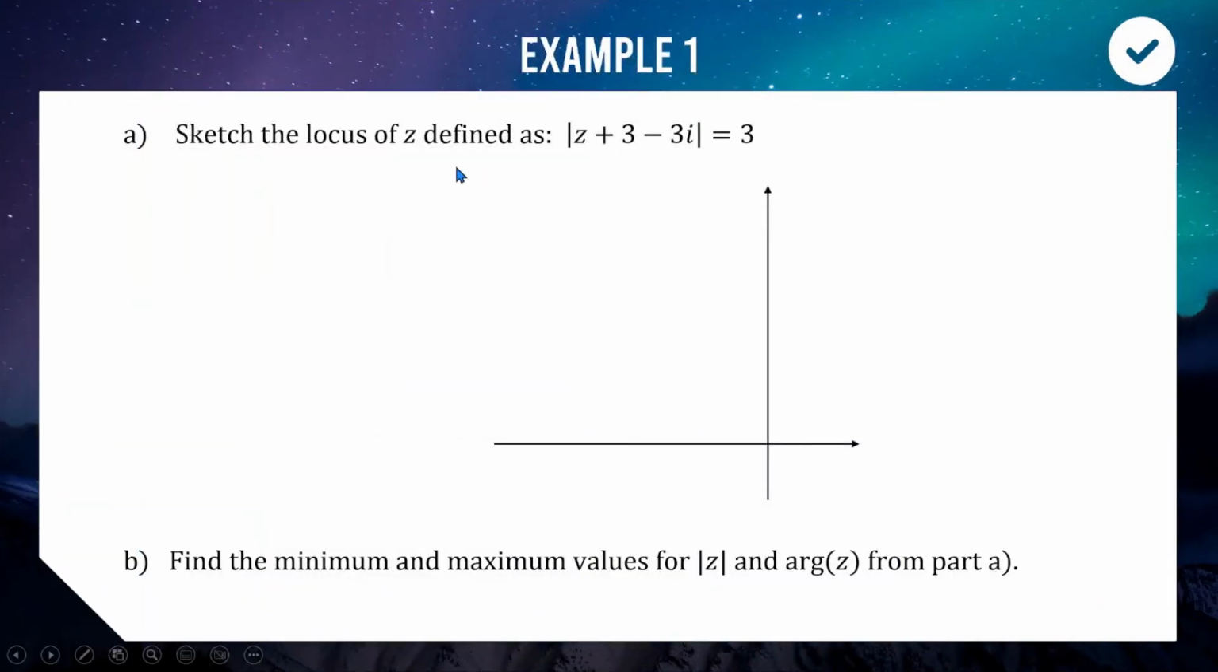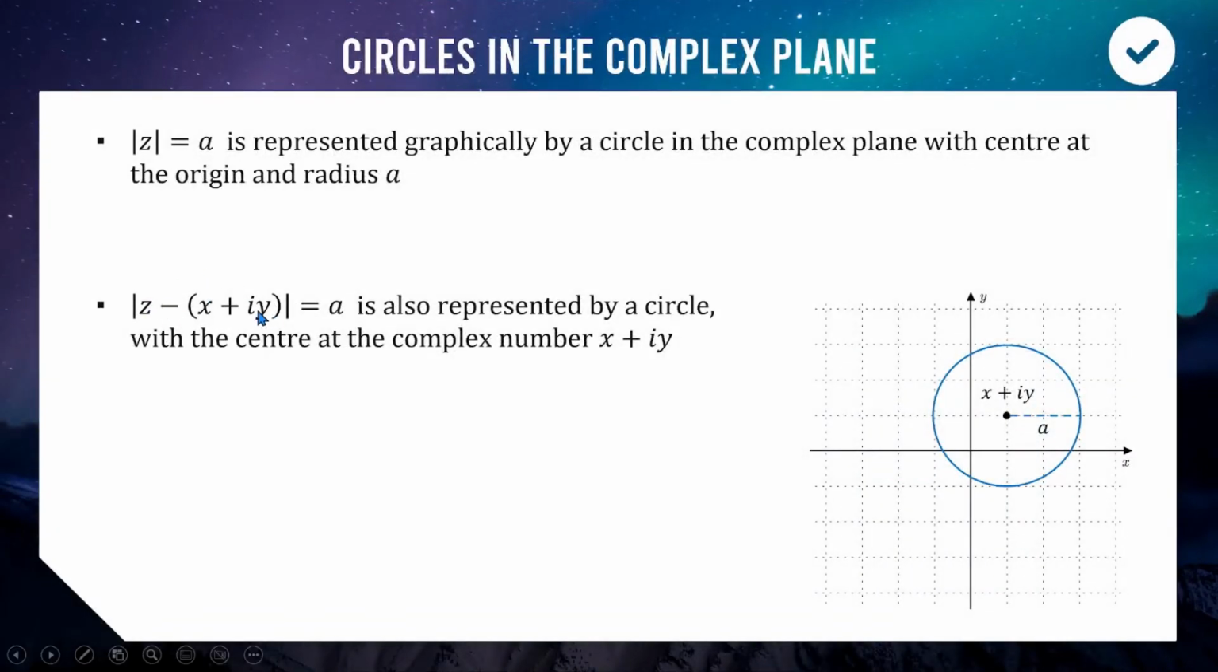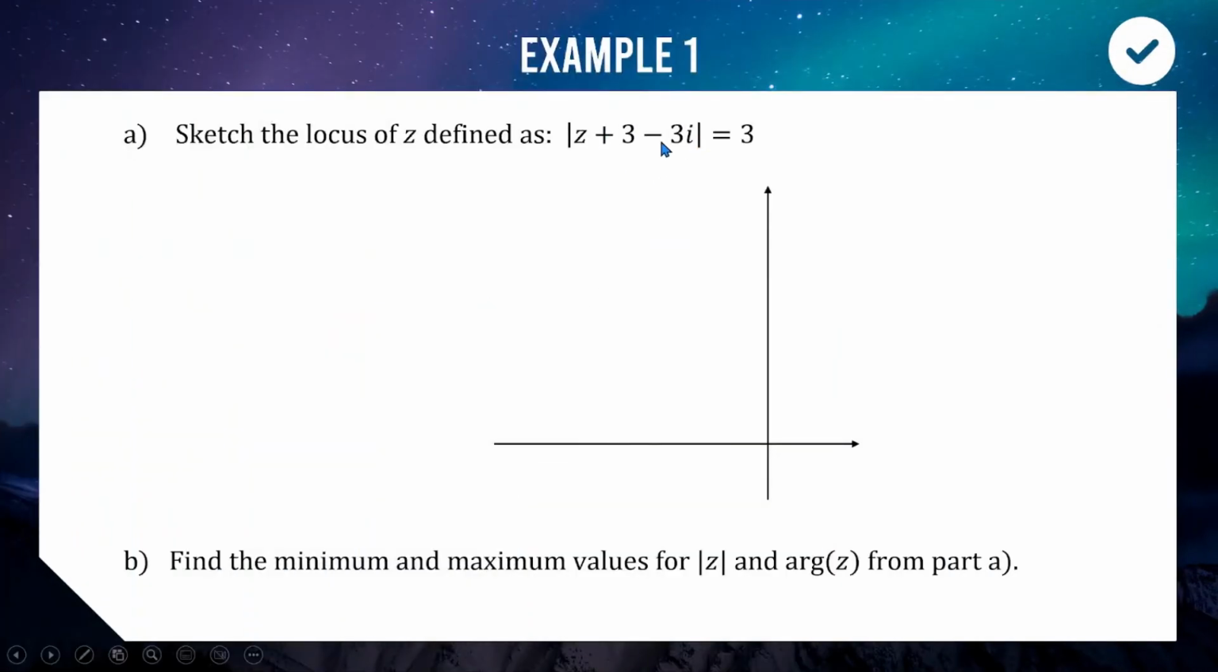So first example, we've got sketch the locus of z defined by the modulus of z plus 3 minus 3i, the whole thing, is equal to 3. Okay, so to sketch this, we're going to make it look more like this equation here, where we have the modulus of z take away a complex number. So inside our modulus, we'll factor the negative out of this complex number to make it look like this. Okay, we have z minus (-3 + 3i).